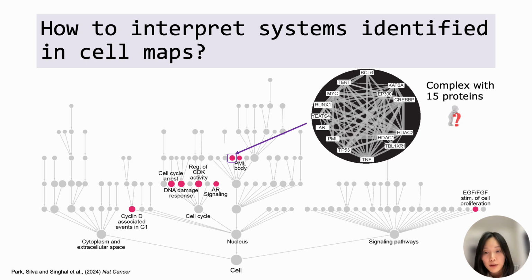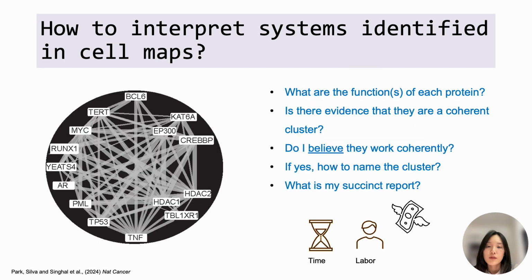So now we're raising the question: how should we interpret the gene set function of this group? What do I mean by interpreting the gene set? I specifically mean these bullet points listed on the slide. What are the functions of each protein? Is there any evidence that they work coherently as a group? Do I believe that they work together in a group? If yes, then I would like to annotate this system. And it would be better if I can have a succinct report on how I reasoned through the functions of genes to give this name.